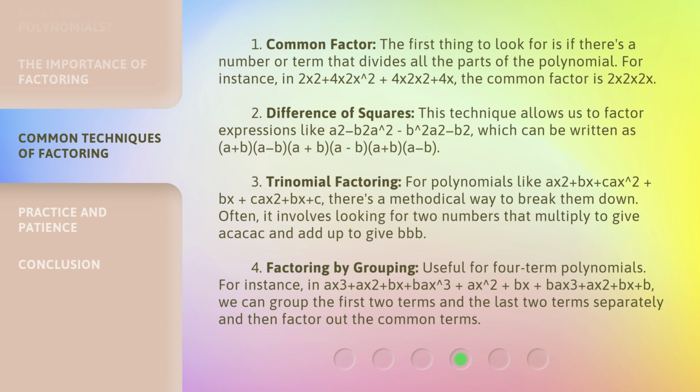4. Factoring by grouping. Useful for four-term polynomials. For instance, in x^3 + x^2 + bx + b, we can group the first two terms and the last two terms separately and then factor out the common terms.